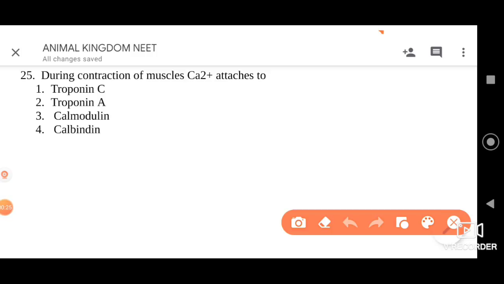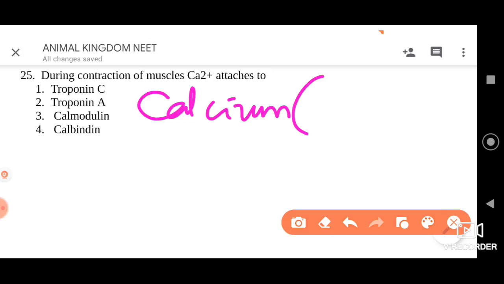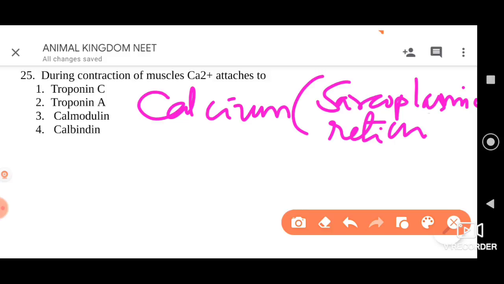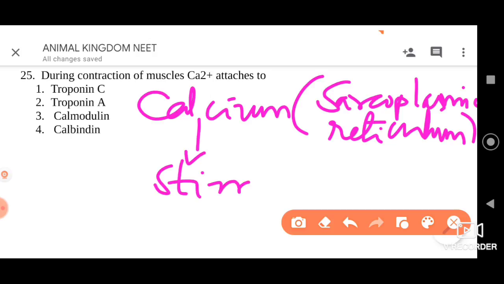First of all, we know that calcium remains in the sarcoplasmic reticulum, or the endoplasmic reticulum of the muscle cell, until released by a stimulus. If there is no stimulus, definitely there will be no release of calcium. If there is a stimulus, calcium will definitely be released from the sarcoplasmic reticulum.